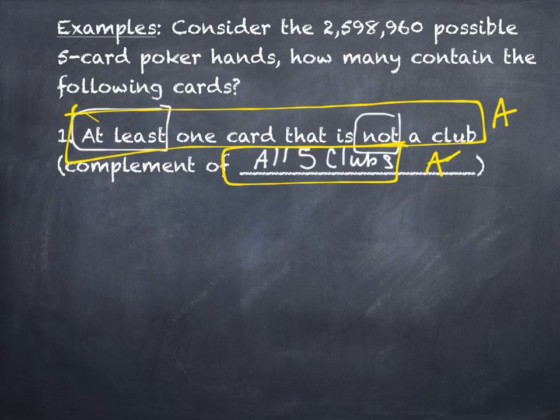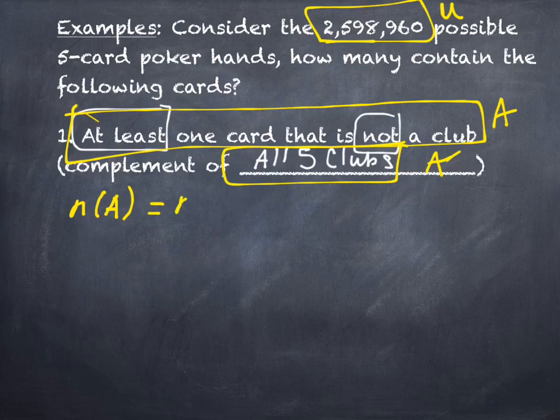Because I actually know that this 2,598,000 number, this is the U. This is the number in the sample space. This is the number of different ways that I can have a 5-card poker hand. So I'm going to use the formula that takes the number of A, which is what I'm looking for, and I'm going to find it by taking the number of items in the whole kit and caboodle, and taking out the number of items in my complement that I just described as 5 clubs.